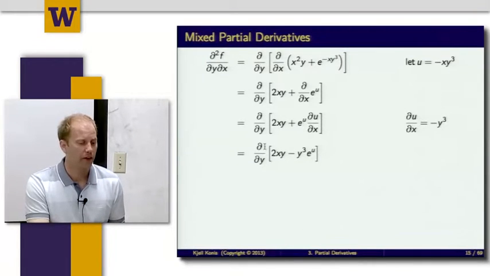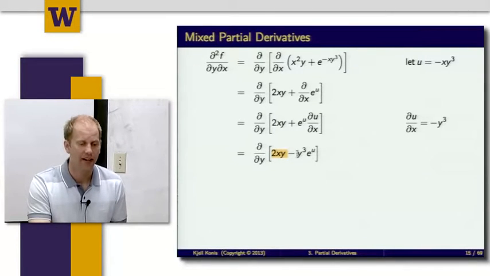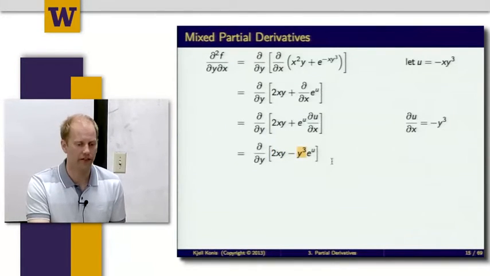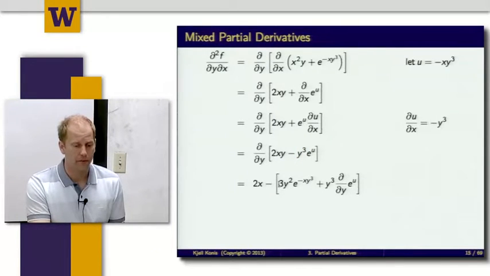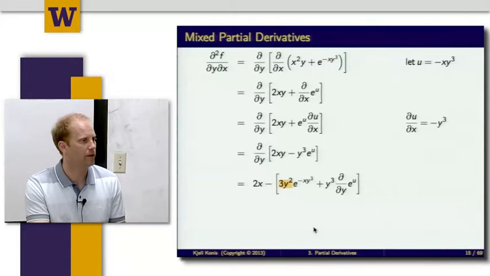And now I need to take the partial derivative of this with respect to y. So again, the first term is going to be easy. That's just y to the 1, so that's going to be 2x. And the second term, I'm going to need to use the product rule. So the functions will be y cubed and e to the u. So the product rule says it's the derivative of the first function. So this is the derivative of y cubed by the power rule, times the second function, plus the first function times the derivative of the second function.